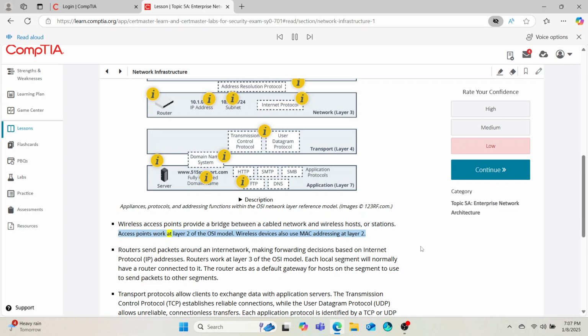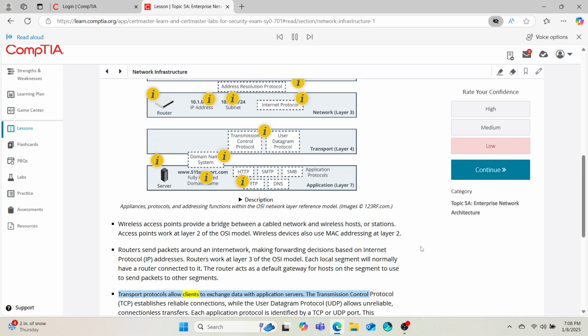Wireless access points provide a bridge between a cabled network and wireless hosts, or stations. Access points work at layer 2 of the OSI model. Wireless devices also use MAC addressing at layer 2. Routers send packets around an internetwork, making forwarding decisions based on Internet Protocol (IP) addresses. Routers work at layer 3 of the OSI model. Each local segment will normally have a router connected to it. The router acts as a default gateway for hosts on the segment to use to send packets to other segments.